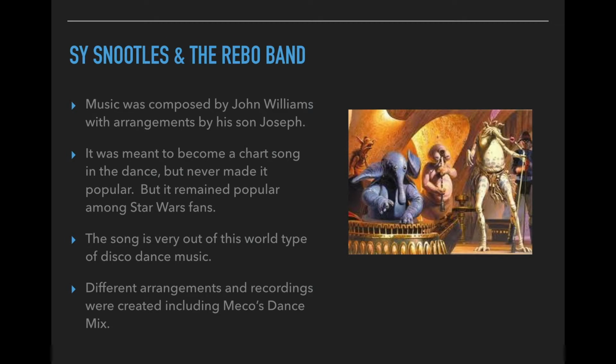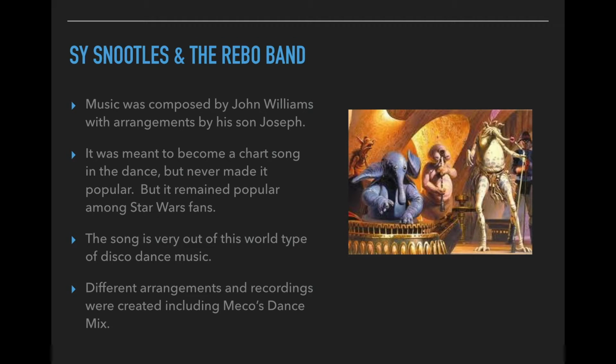Now, there have been many arrangements done of this song. John Williams and George Lucas thought that they could make this song a chart song that would go into the dance charts and make a single out of it and become really popular. So there were different arrangements made. Unfortunately, it never actually made it in the charts in the United States and in many other countries. I guess maybe because most people were not looking for a song in Huttese. I don't know. It did become popular in Thailand, but other than Thailand, it was not popular in many other countries, including the United States.